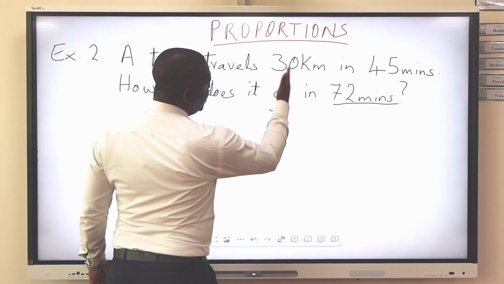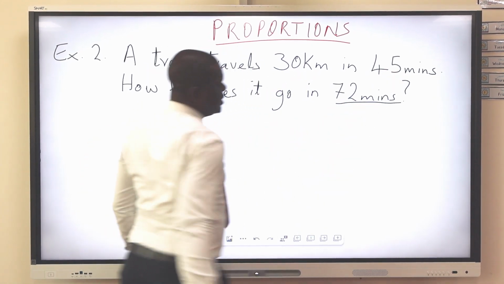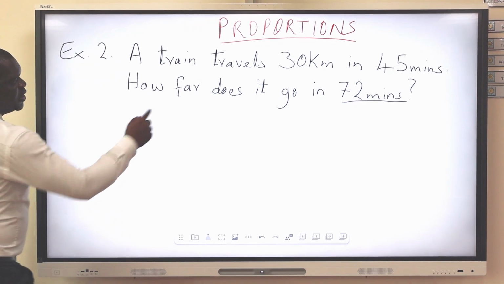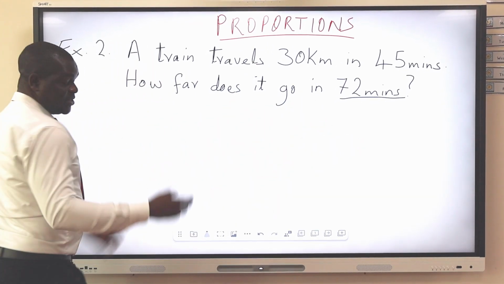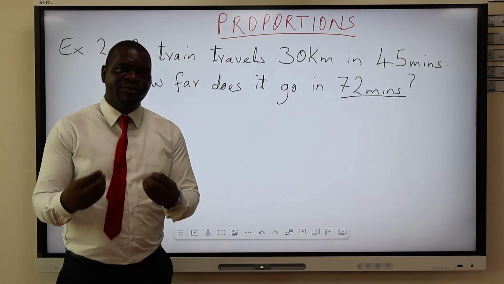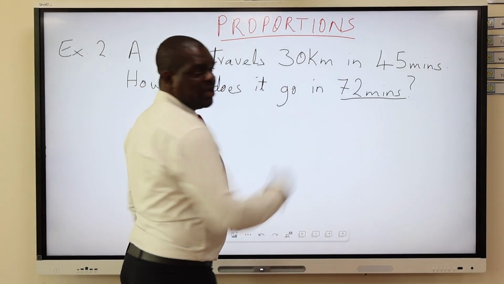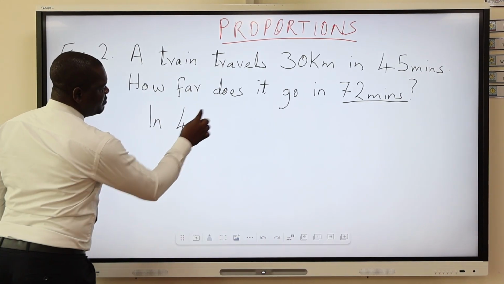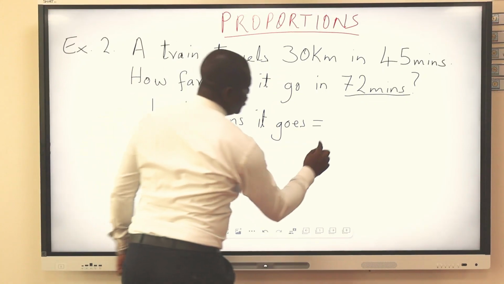So what do we do first? What we know is the length and the number of minutes it takes. How far here is asking for the distance. So distance will go to the right. This is something I forgot to mention. What you are calculating for goes to the right. So what you do is you say in 45 minutes it goes 30 kilometers.